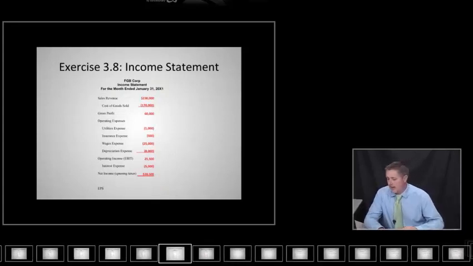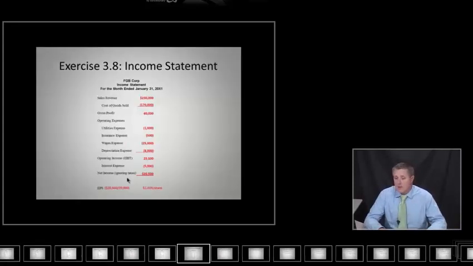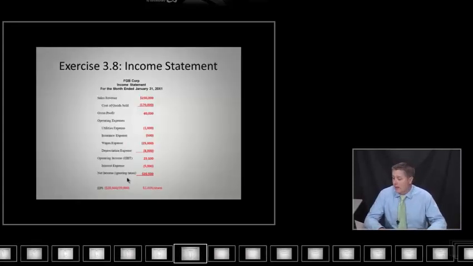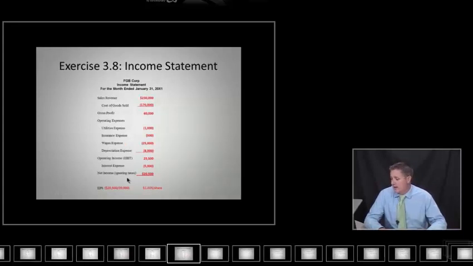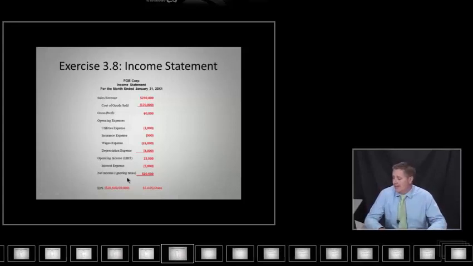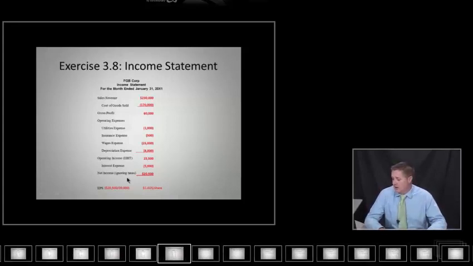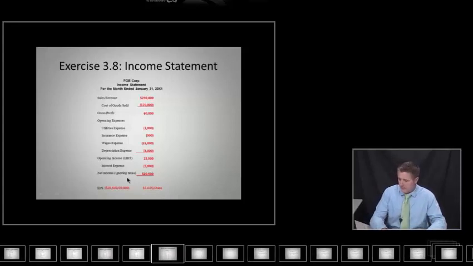And then finally, we're asked to compute earnings per share. So our earnings per share is basically going to be our net income divided by number of shares outstanding. And so $20,500 divided by 20,000 would be $1.025 per share. That's our earnings per share.